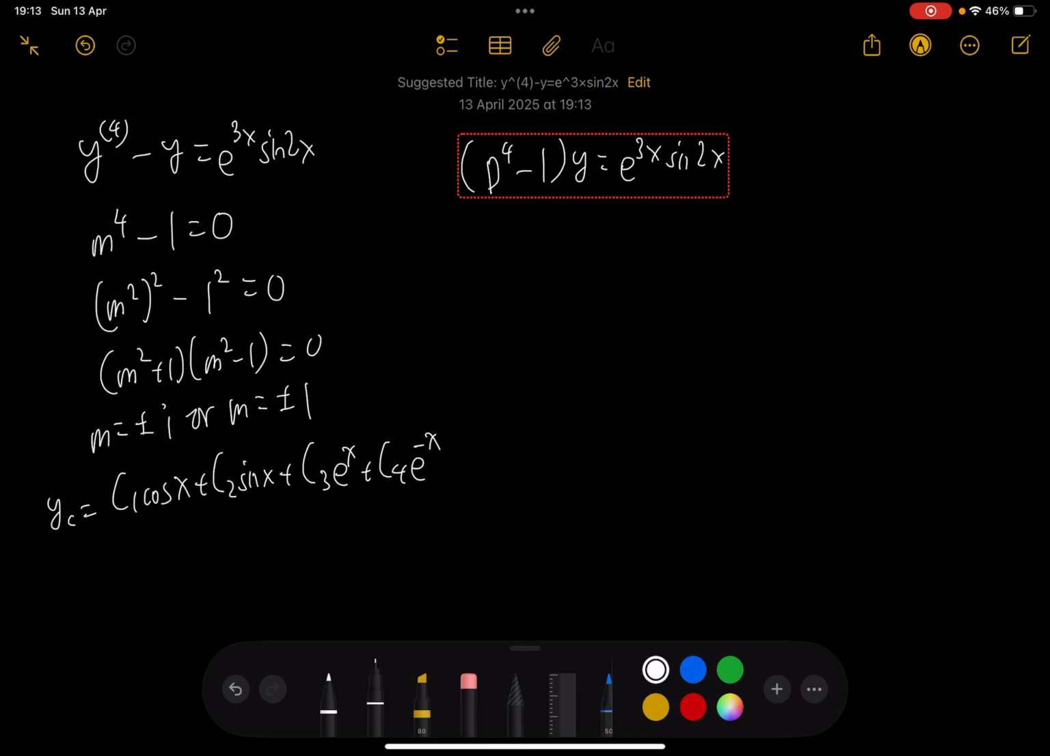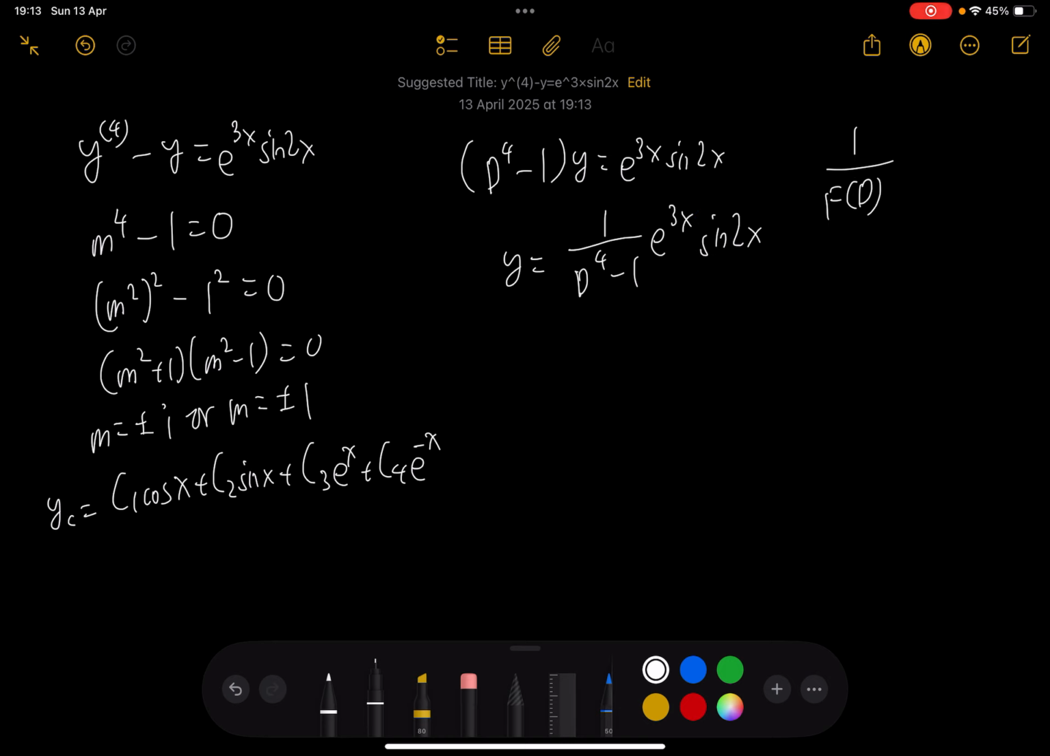And then we are going to divide it by D to the power of 4 minus 1 on one side, so we can get y is equal to 1 over D to the power of 4 minus 1 times e to the power of 3x times sine 2x. By the identity, when you do something like 1 over f of D, and then e to the power of kx, and then times some function like u of x, this can be any function. You can just take the e to the power of kx outside, and then just replace f of D with f of D plus k, and then times u of x.